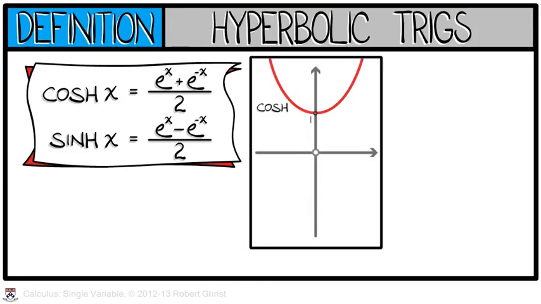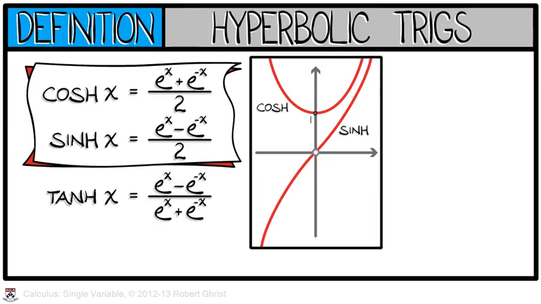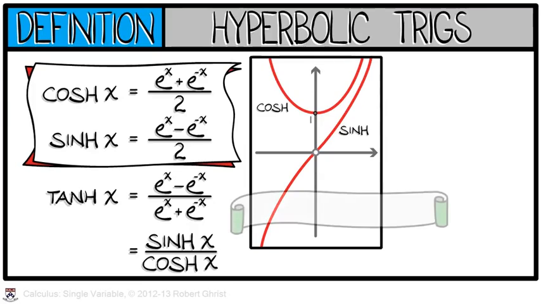Well, they don't look anything like a sine or a cosine. They both grow very rapidly in x due to the exponentials in their definitions. Nevertheless, these are very important and useful functions. There are others as well, such as the hyperbolic tangent, or tanh of x. As you might guess, this is really sinh of x over cosh of x, that is, e to the x minus e to the minus x over e to the x plus e to the minus x.